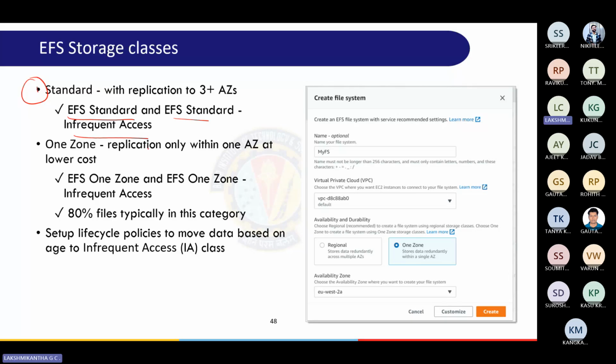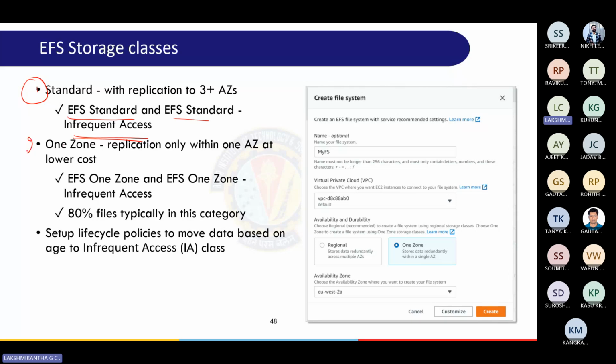And what about EFS standard infrequent access? Guys, this is for data that is durable but accessed less often. So typically 80% of files fall into this category. The cost is lower here, but you pay a small retrieval fee when you access the data. So this is about standard.